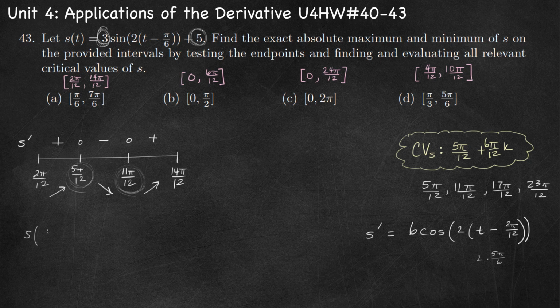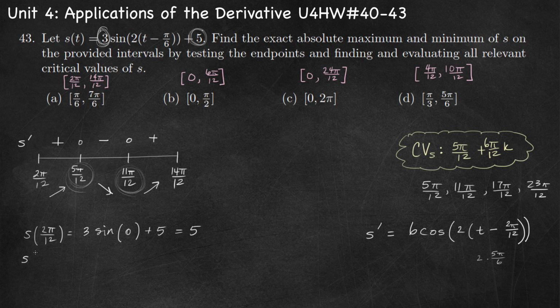So S of 2 pi over 12 equals 3 times the sine of, so we're going to do 2 pi over 12 minus pi over 6, and pi over 6 is 2 pi over 12. So that's going to give us 0. So we get the sine of 0, which is 0, times 3, which is still 0, and then plus 5. So that's going to equal 5.